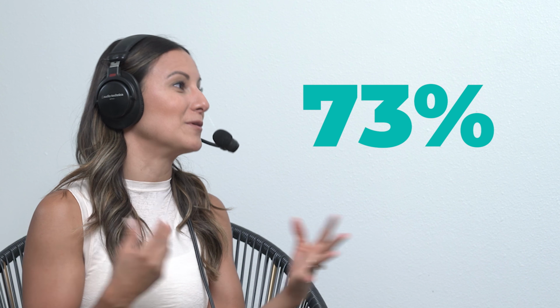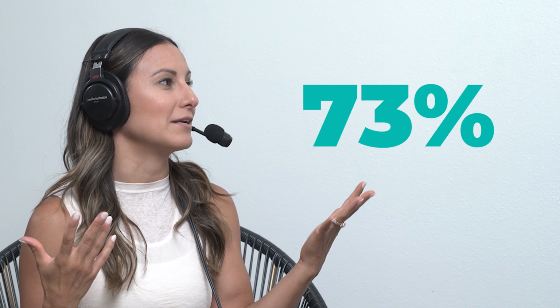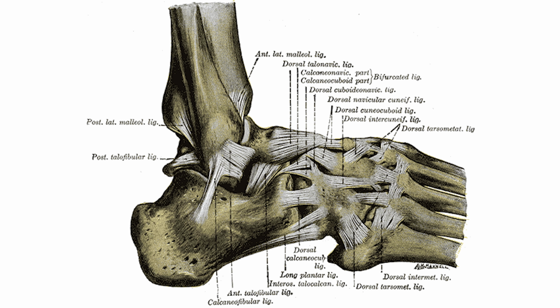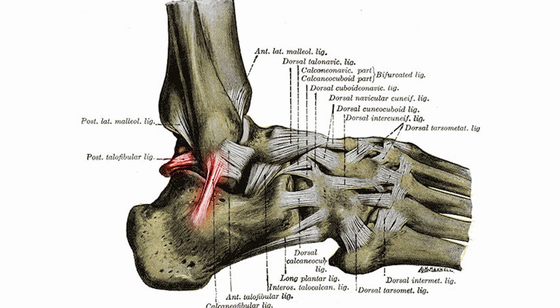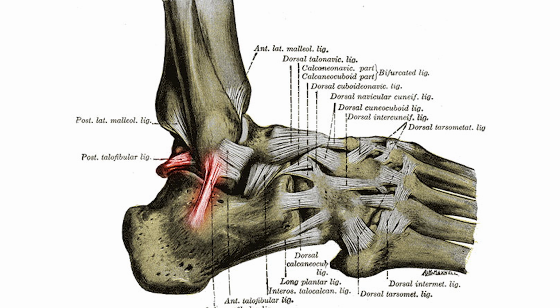And one of the most common ones, up to 73%, is your lateral ankle sprain. So that's happening to that anterior talofibular ligament right there on the outside of that ankle. So think of that model walking down the runway and that heel just comes out and that ankle rolls. That's the most common one we see, right?